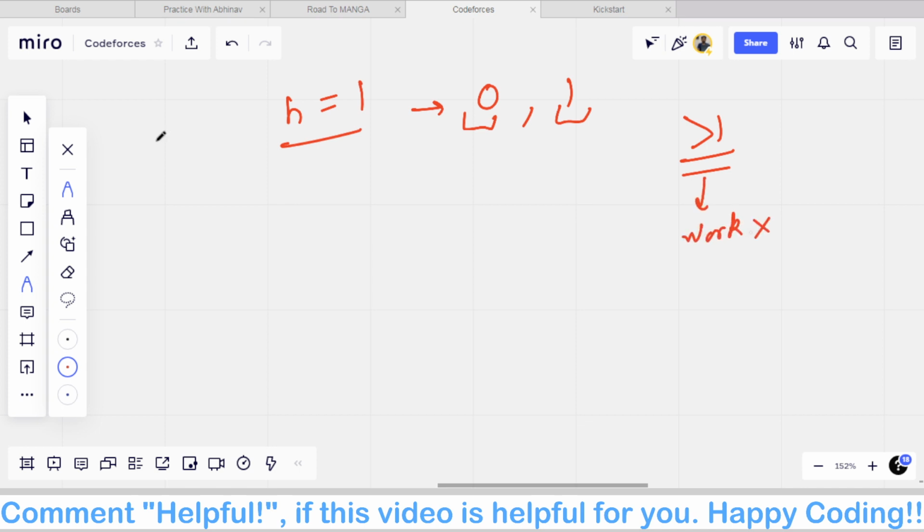Okay. So if the string size is already 1, then there will be no substring which is a palindrome and whose length is greater than 1. So in that case, the algorithm will always work.